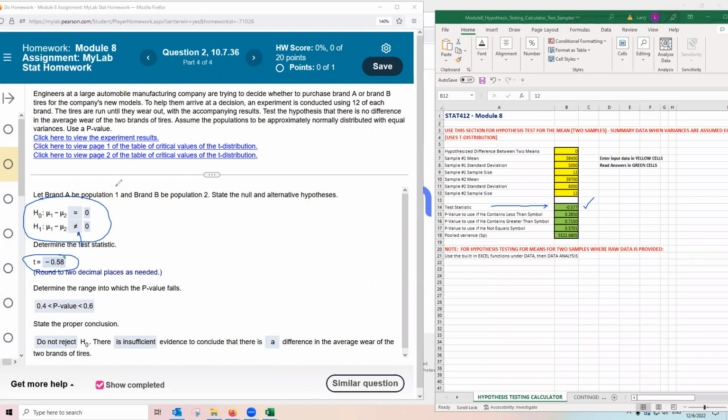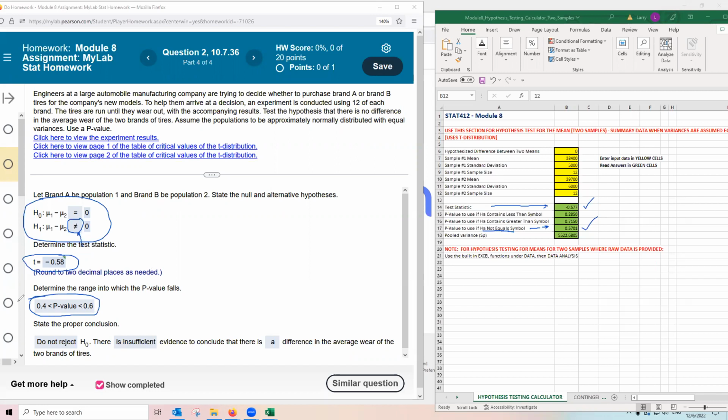Okay. How about the p-value? Well, if you remember, when there is a not equals in the alternative like this, I have to come over to this row. It says here, if the alternative contains a not equal symbol. And for that, it looks like the p-value is 0.5701. For this problem, they're going to ask you for a range. And in this case, the category would be p-values between 0.4 and 0.6, right? Because 0.57 falls within that range.